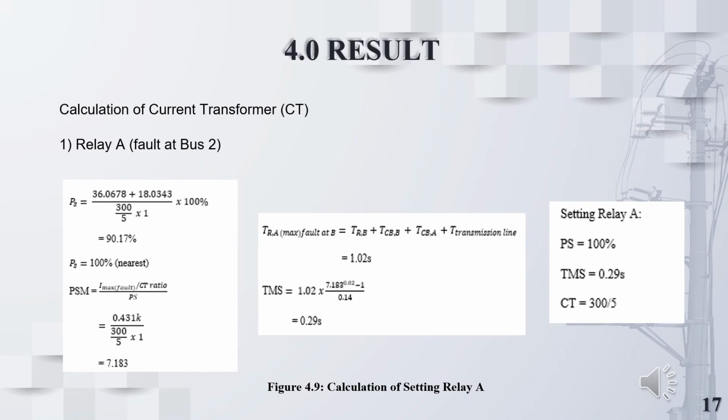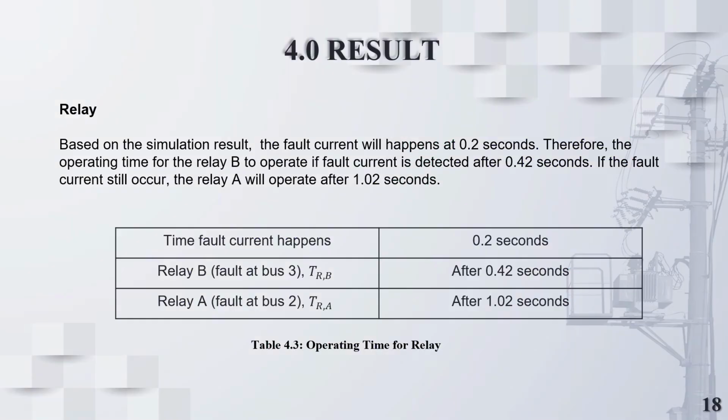Next, we calculate the current transformer at relay A, for a fault at bus 2. First of all, we calculate the plug setting as usual, and we get 100% as the nearest one. Next, we calculate the plug setting multiplier and obtain 7.183. The next one, we calculate the time at relay A for maximum fault at B and obtain 1.02 second. Next, we calculate the time setting multiplier and get 0.29 second.